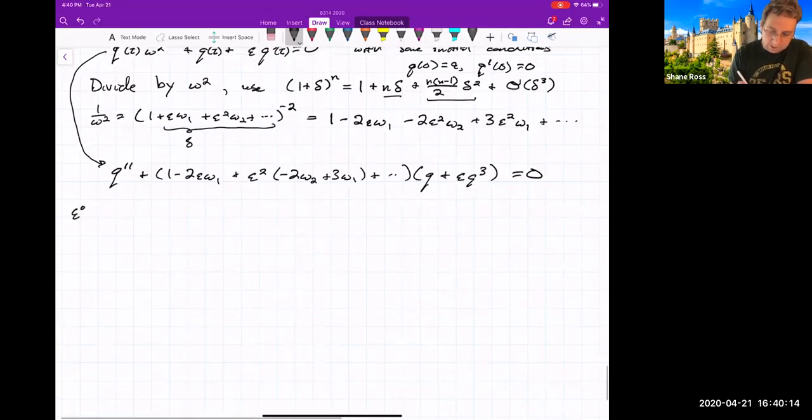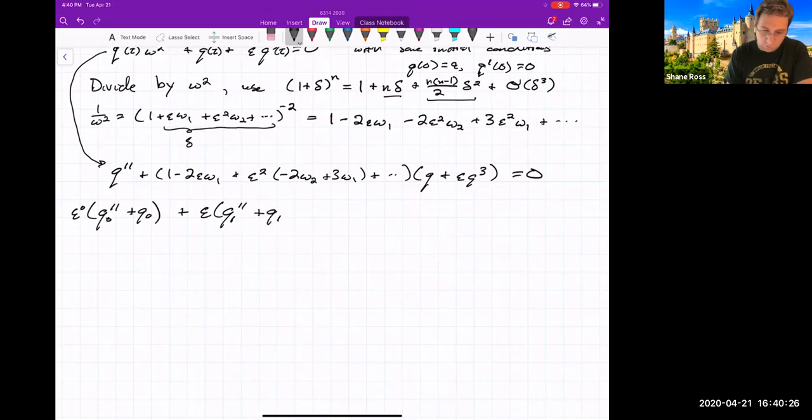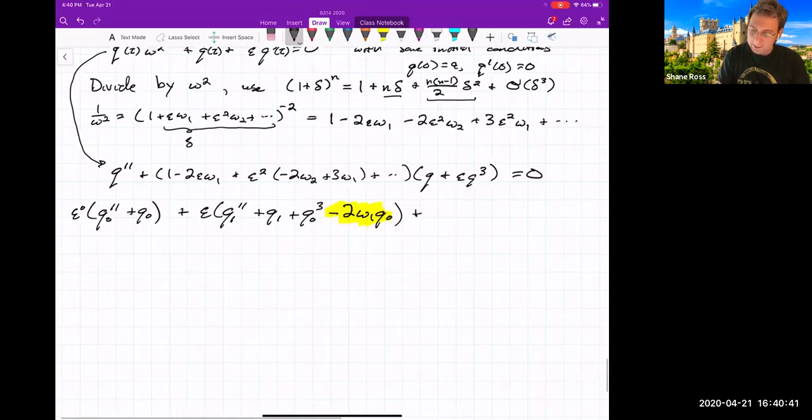What do you get? So here's the epsilon 0th, Q0 prime prime plus Q0. That's all you get there, plus epsilon Q1 prime prime plus Q1 plus Q0 raised to the third power. It's looking like we had before, but lo and behold, there's this new term that shows up. Ooh, that's new. Maybe that's going to save the day. Yes, it will save the day. Okay, then we got Q2 prime prime plus, you know, let's not even go there.